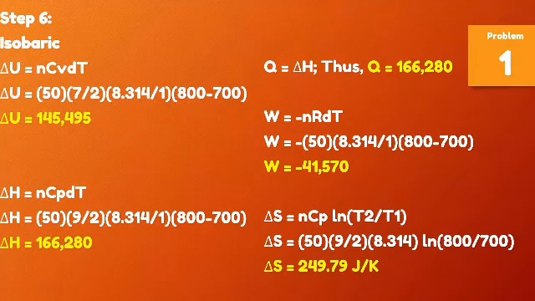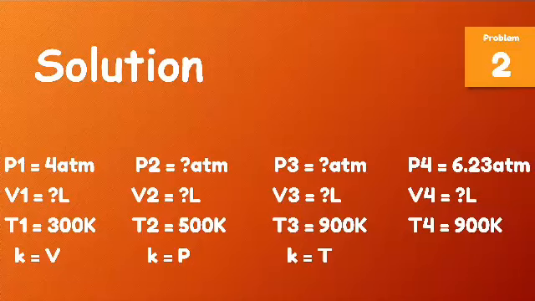The given is 20 moles of diatomic gas. The required in the first problem is the total of delta U, delta H, Q, W, and delta S. The given are P1 equals 480 kPa, V1 is unknown, T1 equals 300 K, P2 is unknown, V2 is unknown, T2 equals 500 K, P3 is unknown, V3 is unknown, T3 equals 900 K, P4 equals 6.23 ATM, V4 is unknown, T4 equals 900 K.